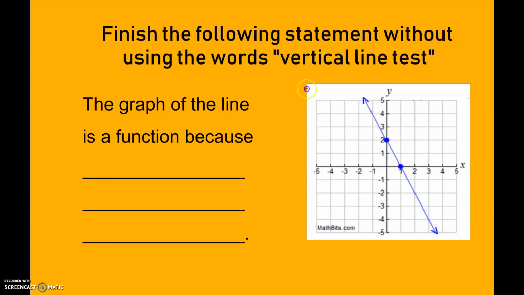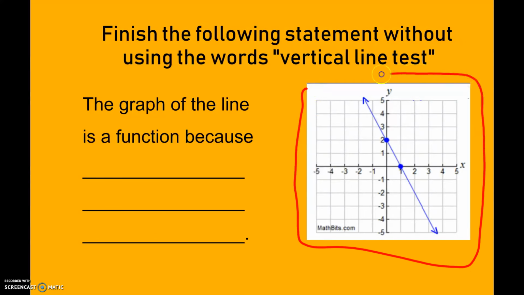Looking at this graph, I would like you to please finish the following statement without using the words vertical line test as an explanation. So you need to find another way to explain this. I am telling you that the graph of the line is a function because blank. Please describe why this is a function using words other than vertical line test.